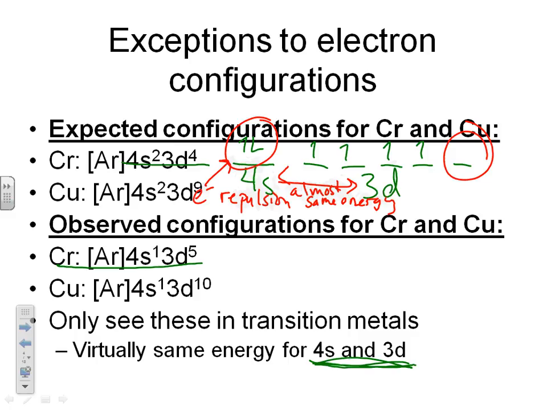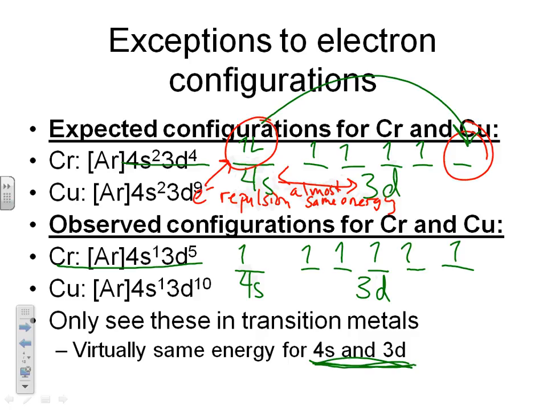So you can take this electron and promote it, put it up there. When we make that change, we get the observed electron configuration of 4s1 3d5, and this way there are no electron repulsions from occupying the same orbital. This is actually slightly energetically more favorable for the chromium atom. We say it promotes the 4s electron to an empty 3d orbital.